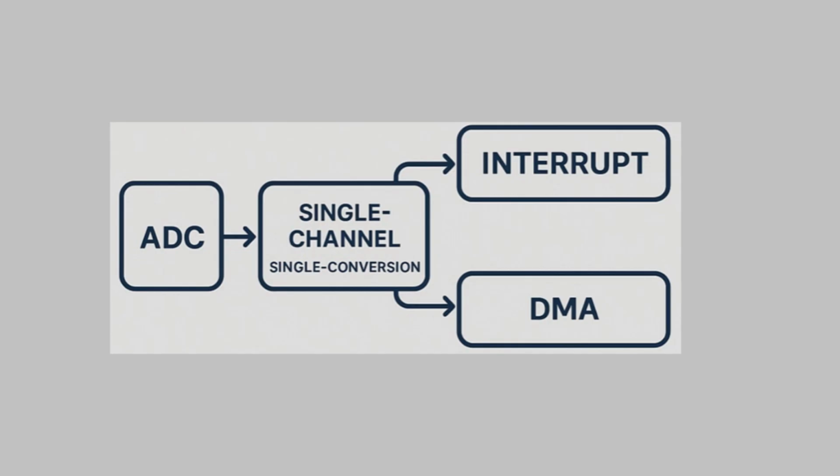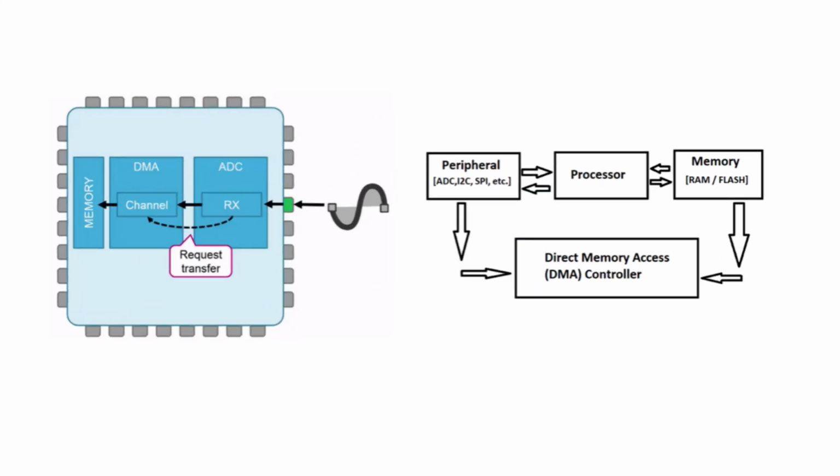Right. If you're sampling very fast or scanning multiple channels, the CPU can end up spending a significant amount of time just servicing these ADC interrupts, reading and storing data. DMA eliminates almost all of that CPU overhead for the data transfer itself. The ADC finishes a conversion, signals the DMA controller directly, and the DMA hardware just moves the data from the ADC register straight into your RAM buffer. The CPU doesn't even need to know it happened until maybe the whole buffer is full.